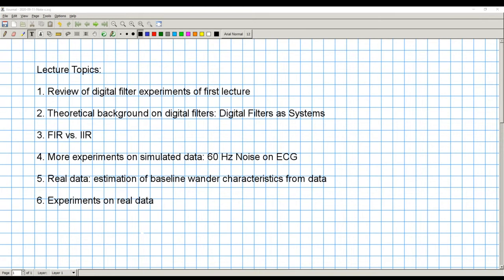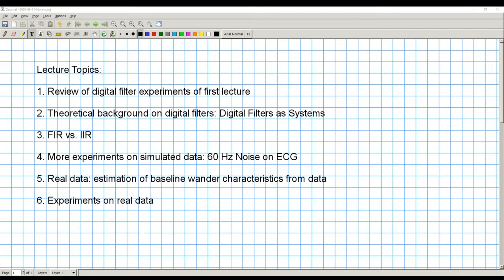There are theoretical differences between the two, but we can also see the differences when we run experiments using both types of filters. So we're going to use the same filter specifications to design an FIR filter and an IIR filter, and we see the output and try to judge the difference between the two types experimentally.